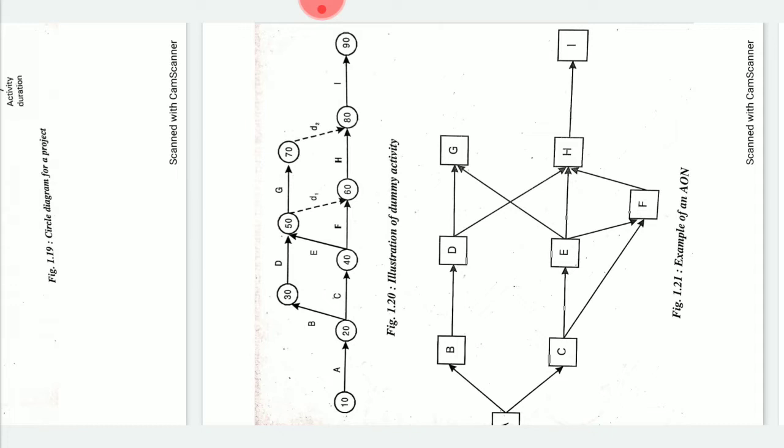the first dummy, D1, connecting between the 50th and 60th node, and the other one, D2, connecting between the 70th and 80th node.